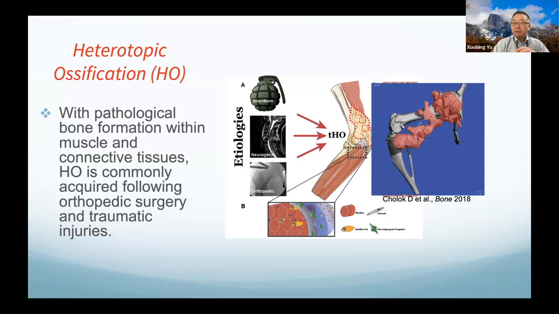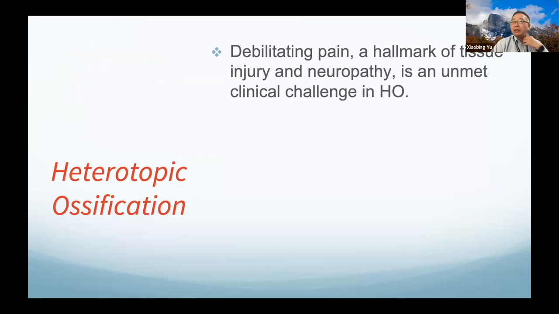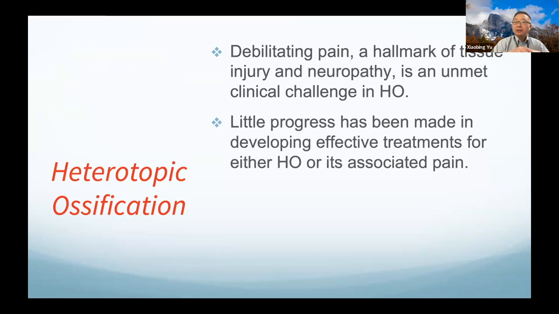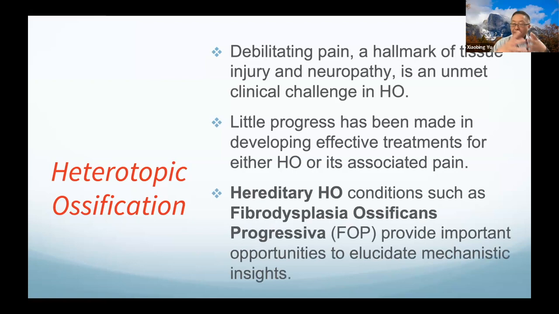Another common case we often encounter is the spinal cord injury patient. Often over time, they can develop ossification peripherally, and the mechanism remains unclear. But one thing we all know is that debilitating pain, a hallmark of injury and neuropathy, is a clinical challenge when we're treating this population with heterotopic ossification. Disappointingly, little progress has been made in developing effective treatments for either HO, heterotopic ossification, or its associated pain. FOP is a very unique hereditary heterotopic ossification that provides us a great opportunity to understand mechanistic insights, not only to treat the FOP condition, but potentially to help us broaden our targets and spectrum to help other, general HO patients.